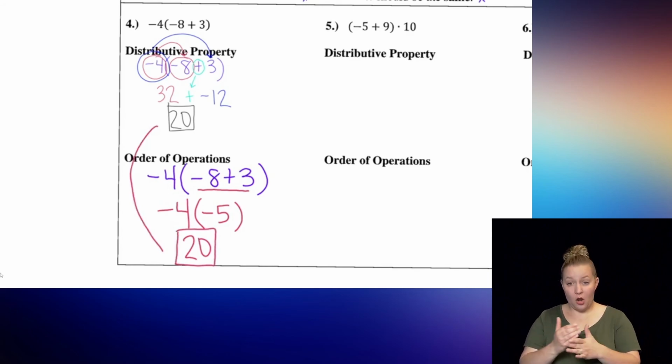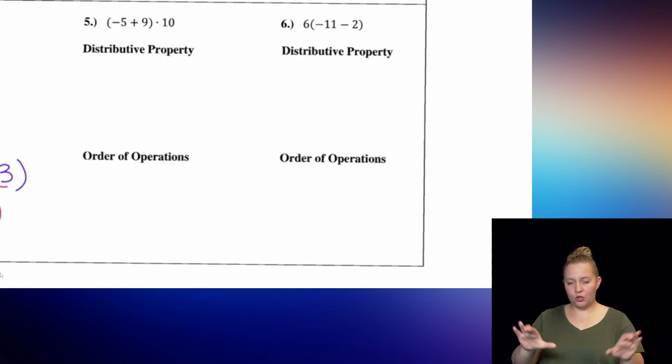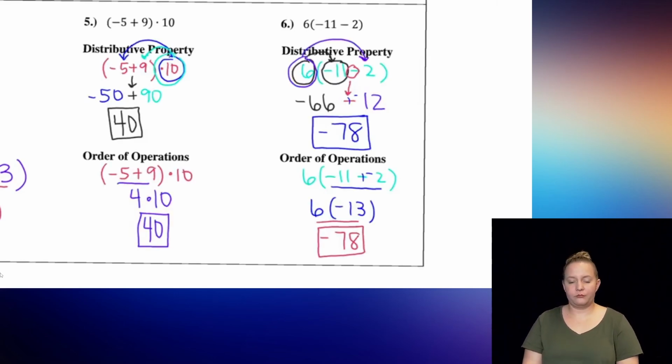All right, for these notes, the last 2, I want you to go ahead and pause, and I want you to work both the distributive property and order of operations for each one of these, and then go ahead and push play once you have your answers. Alrighty, so let's take a look at my answers.